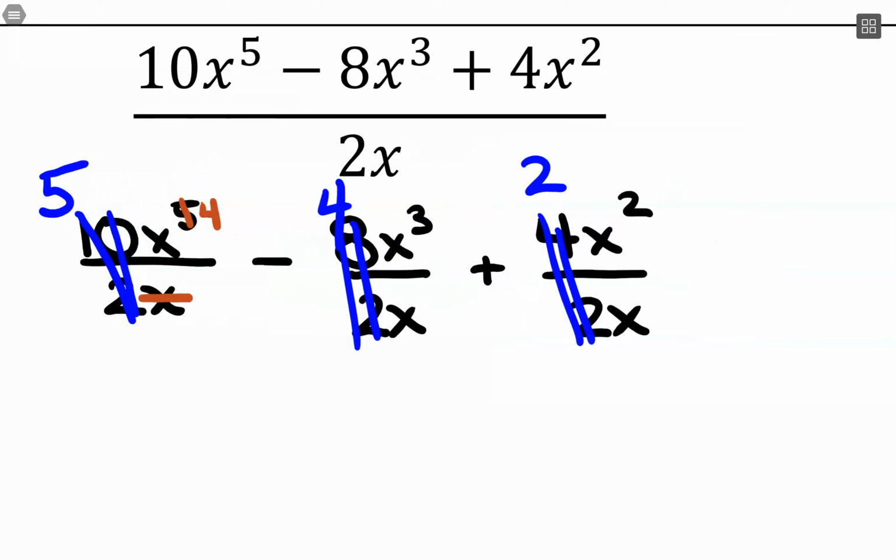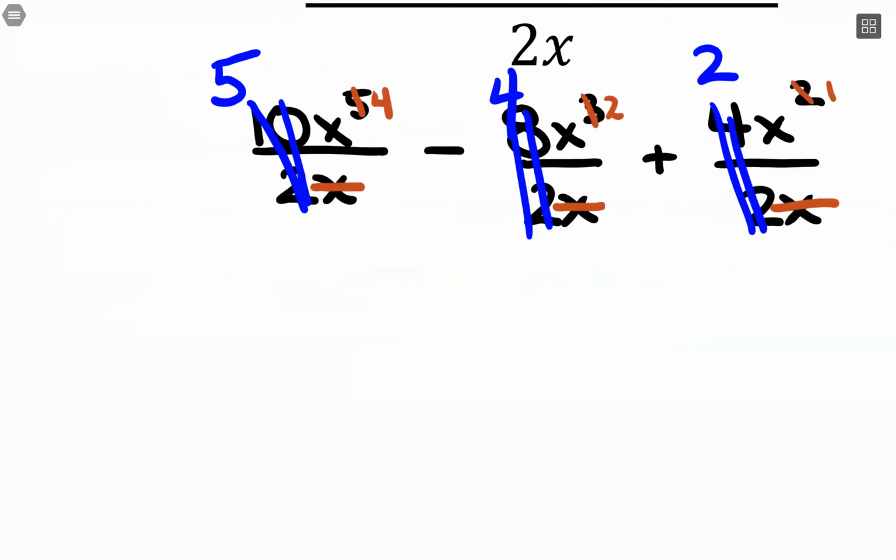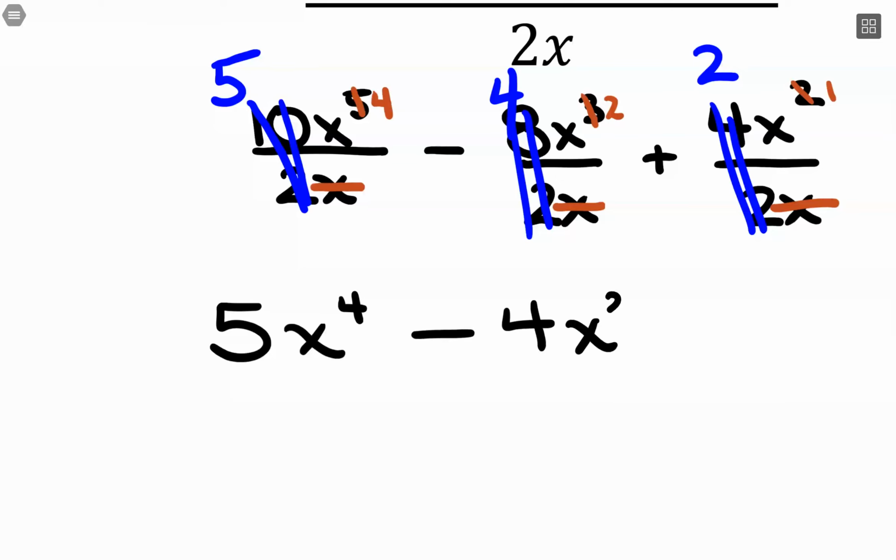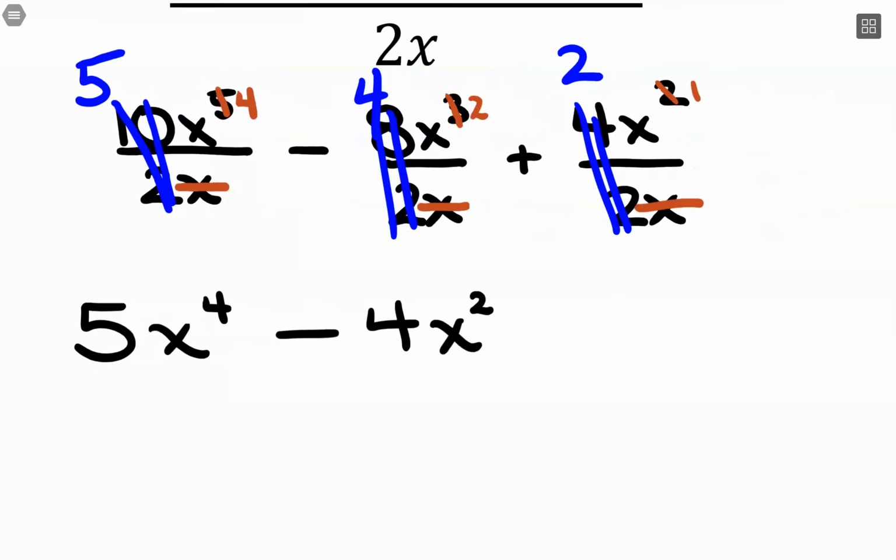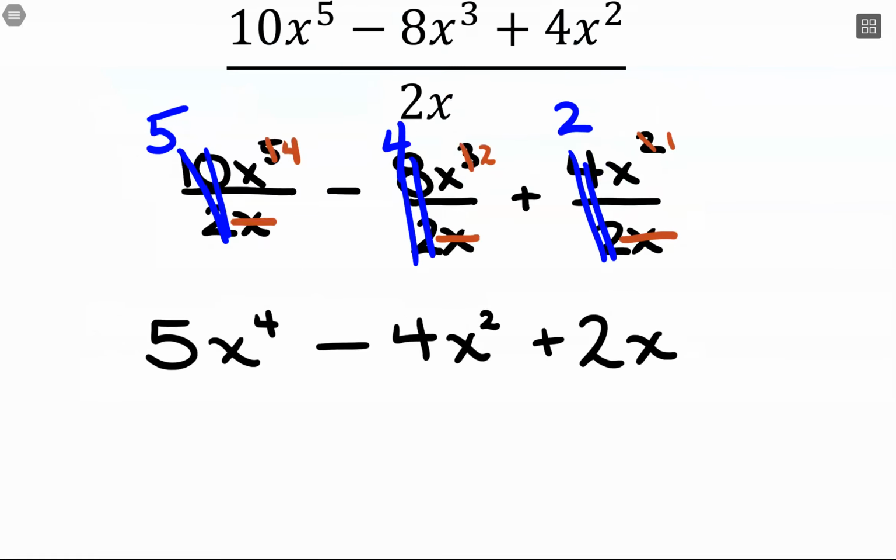For the next term where we have x cubed, we're taking one of those x's away, so we'd have x squared. And then where we have x squared, taking one of those x's away, that will turn into an exponent of 1. So for our first term, we're left with a 5 and then x with an exponent of 4, minus 4 times x with an exponent of 2, and then plus 2x with an exponent of 1.